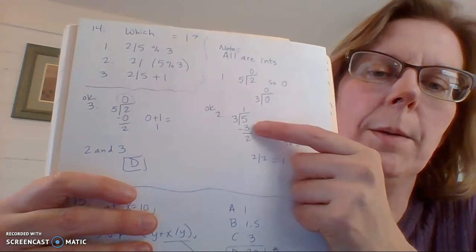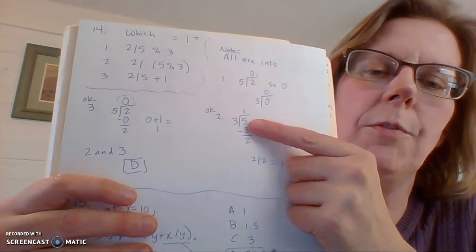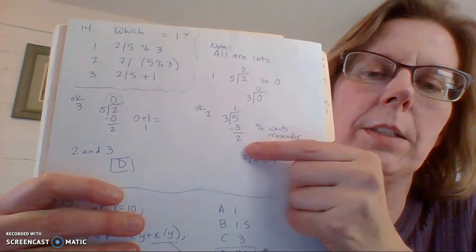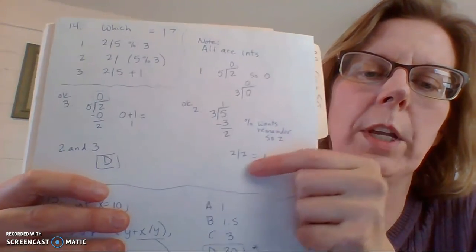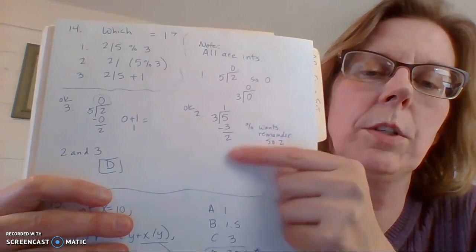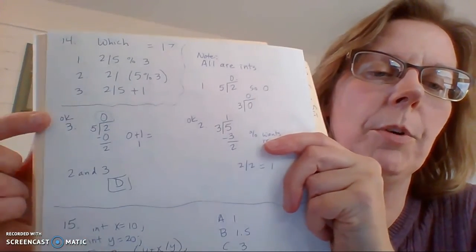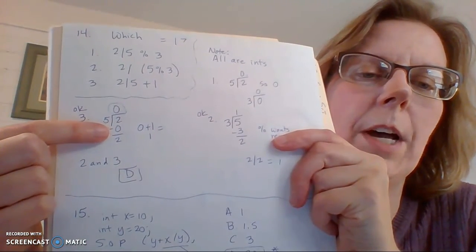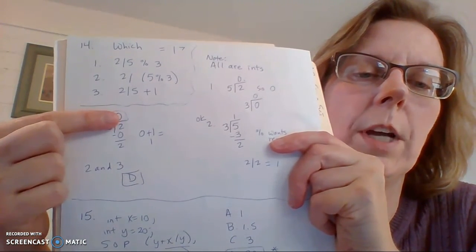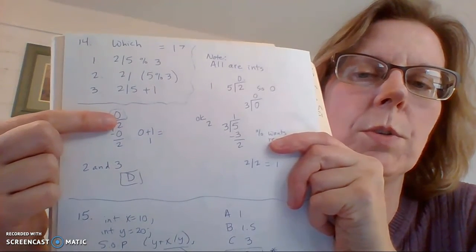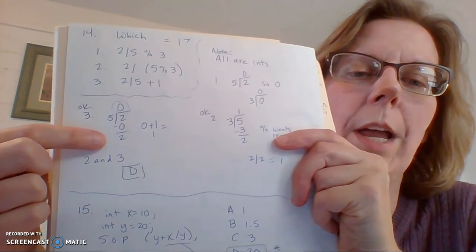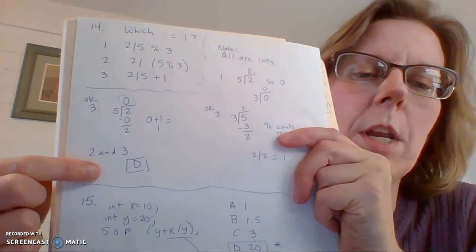Number 2, I'm going to do parentheses first. I need 5 divided by 3, that's a 1. And I want modulus, so that's going to be 2. So then that's 2 divided by 2 is 1, so this one works. And then number 3 is over here. I want 2 divided by 5. 5 goes into 2 0 times, so I'm taking just the 0. There's no decimal. And then 0 plus 1 is 1. So 2 and 3 work, so option D.